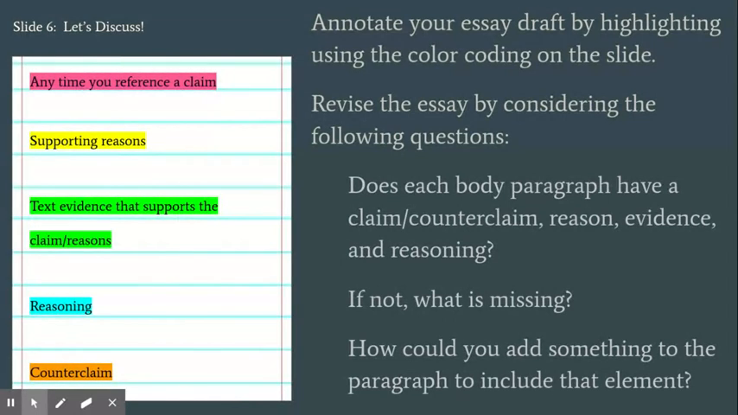Remember that we're going to highlight using the highlight and then select the color based on the colors on the screen. Pink is going to be anytime you reference a claim, yellow, supporting reasonings, green, text evidence that supports the claim and reasons, blue for reasoning, and orange for your counterclaim. I'm going to give you about 15 minutes to work on this part of the assignment.